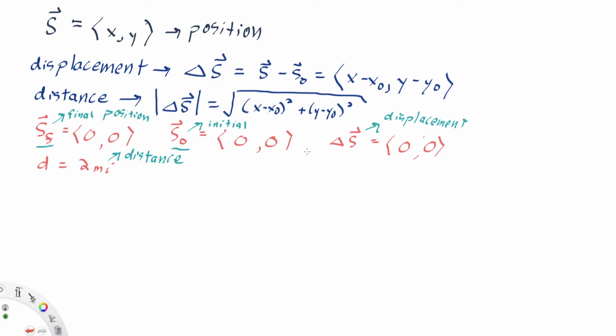All right. So you jogged to Starbucks, you jogged home, got yourself a coffee. You jogged 2 whole miles, but your displacement was 0. You started on the couch, you ended on the couch. We might actually write your total displacement as a sum of the displacement to Starbucks, we'll call that delta S1, and your displacement from Starbucks back home, we'll call that delta S2.